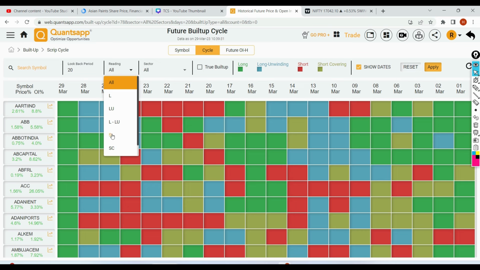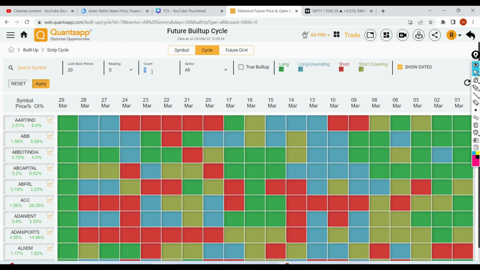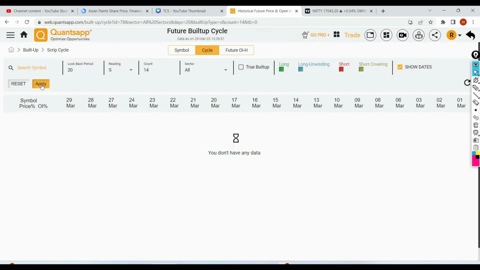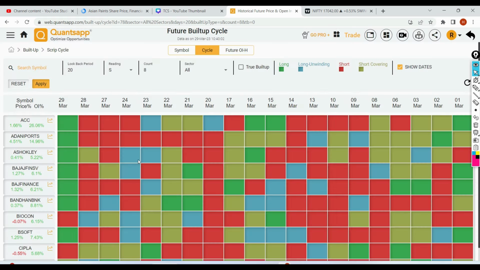If I want to go for the short, I'll select short and give the period as 14 days. So out of the last 20 days, which stocks have more short build up? In the last 14 days, if I click on apply, you do not have anything, guys. Let me select 8 days instead. I'm just trying to explore the tool. Now you have this many stocks. Check the red colors. Red color is short build up. Do you see more greens or reds? Obviously, you see more red. Let me make it 5 days.